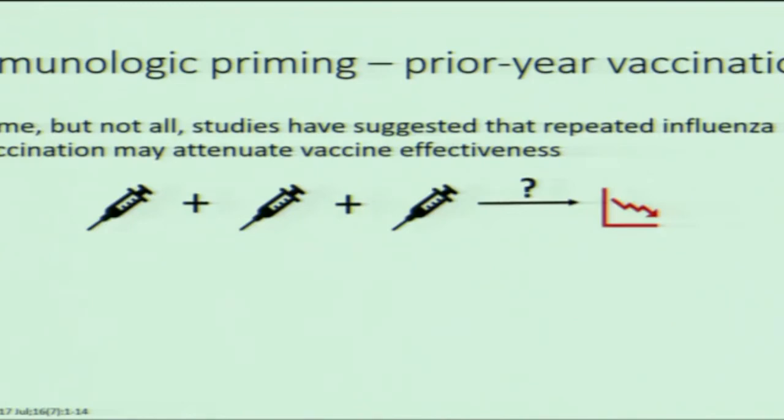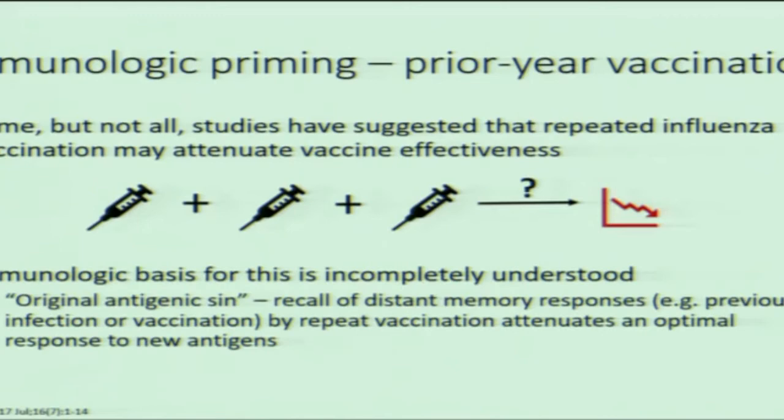So a lot of studies have suggested that getting influenza vaccine in multiple years in a row might actually attenuate your response to influenza vaccine this year. So for example, if I got flu vaccine for 5 years in a row, my response to flu vaccine this year might be attenuated. Now, what would be the immunologic basis for this?